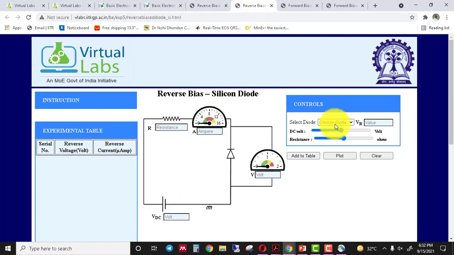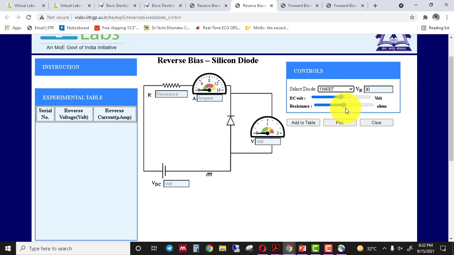Okay, so firstly we choose the diode circuit IN4007. Okay, and set the resistance value 100 kilo ohm, and now vary the DC voltage 0.2 volt to 5 volt. Fine. So here you can see that when we select IN4007, the reverse breakdown voltage is 30 volt. So you can see that above 30 volt the diode will be damaged, or a high value of current will flow through the diode. Okay, so now start varying the DC voltage.